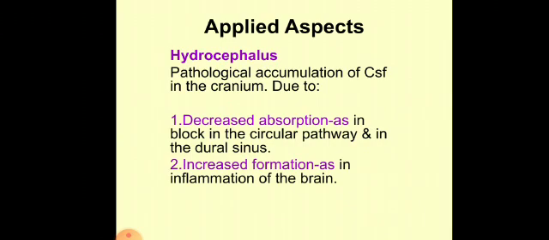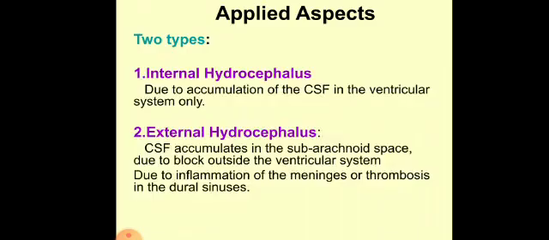Whenever there is an accumulation of CSF, the first one is hydrocephalus, where I've mentioned the point is pathological accumulation of CSF in the cranium. So when there is an accumulation of CSF in the cranium, this may result from decreased absorption, and it can be increased absorption also, as it happens in the inflammation of the brain. So you can see the picture of hydrocephalus.